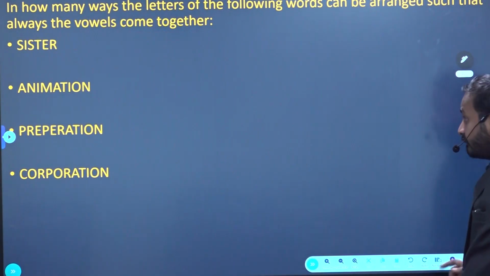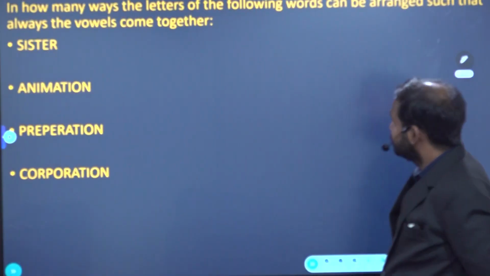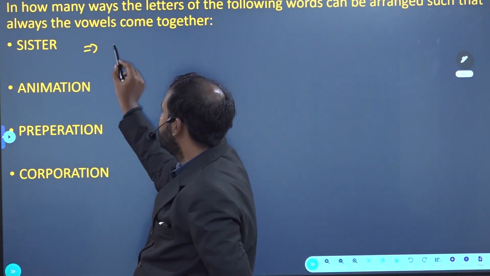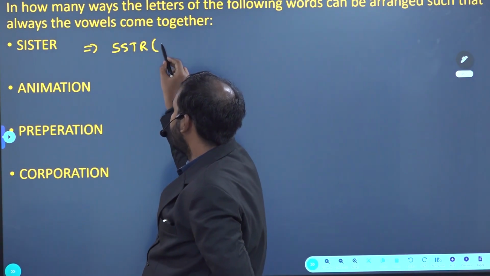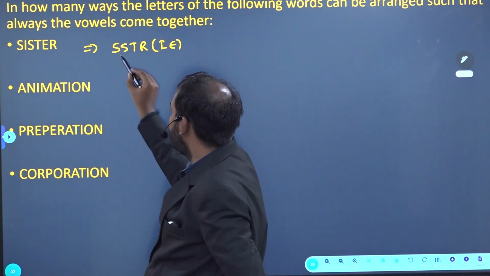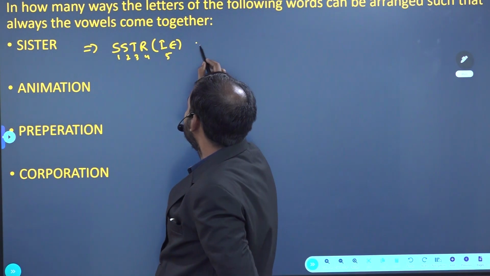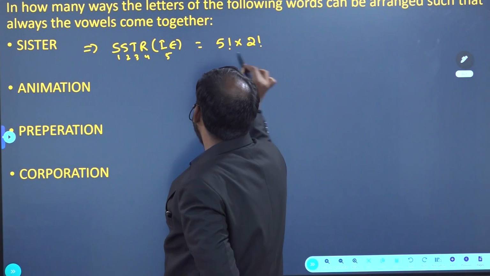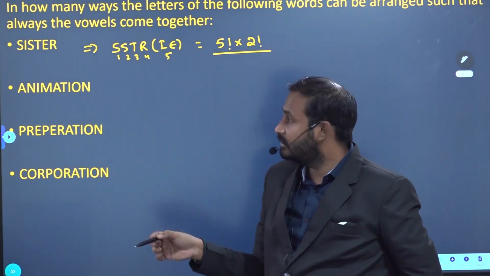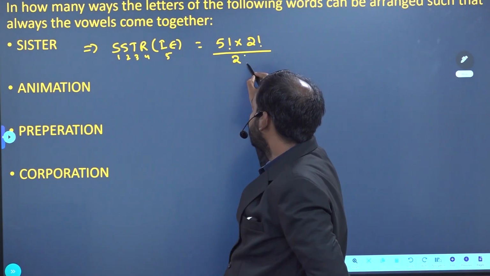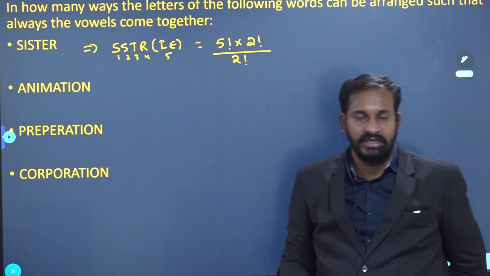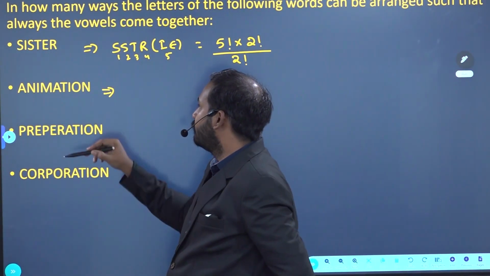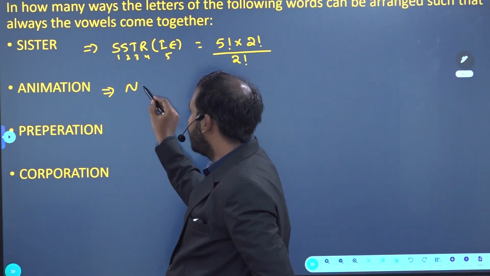Now we will see another set of examples. Now see here, same question, but here the letters are repeated. No need to worry, the same process students. There is no difference. So SSTR, IE as a group. So now 1, 2, 3, 4, 5. So 5 factorial ways into I and E can be written in 2 factorial ways, and whenever you have the letters repeated, divide by 2 factorial. Why? Because S was there 2 times, so I will take it as 2 factorial. Next, animation. What will you get for animation? NMTN.